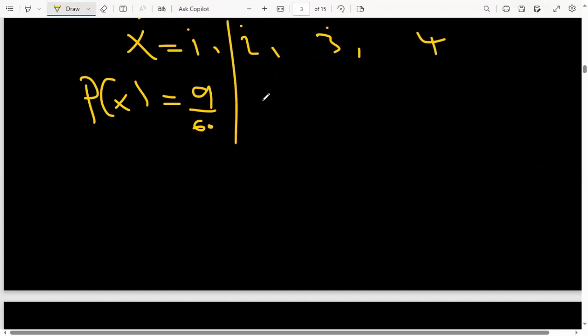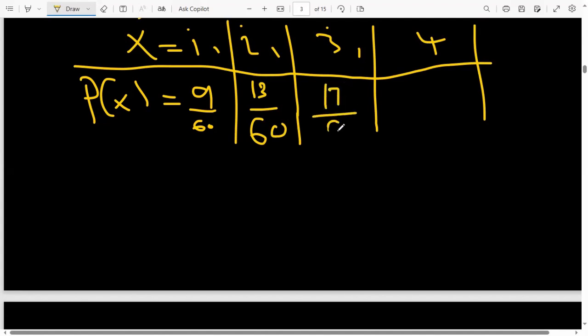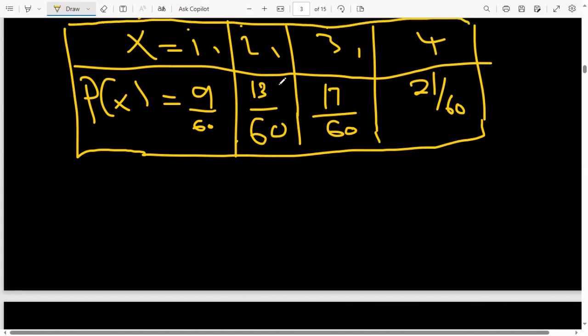For the 2, let me even put it in a box like this. So for the 2, we found it was 15 plus cases. And for the 3, we found it was 17 over 60. And then for the 4, we just replace 4 there. We're going to find 21 over 60. So this is what we get. Okay, so this is what we find here.